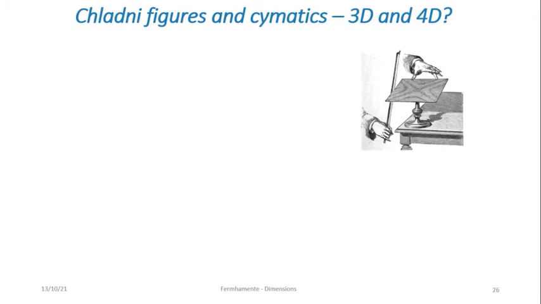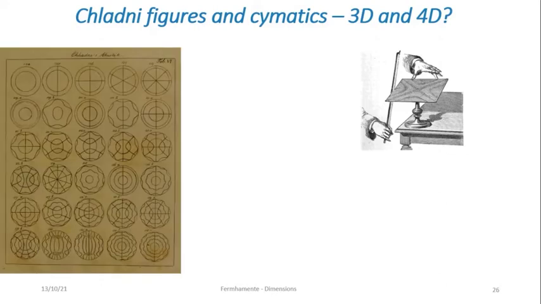Ernst Chladni used a violin bow and a plate with some powder on it to visualize the patterns of vibrations of musical instruments. This produced some typical Chladni patterns or Chladni figures, which we can see here on the left, which show some interesting symmetries also. Now, note that these are visualizations of two-dimensional patterns, but the plate, of course, that was bowed with the violin bow, is actually existing in three-dimensional space.